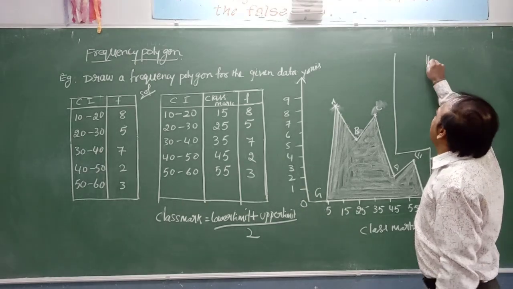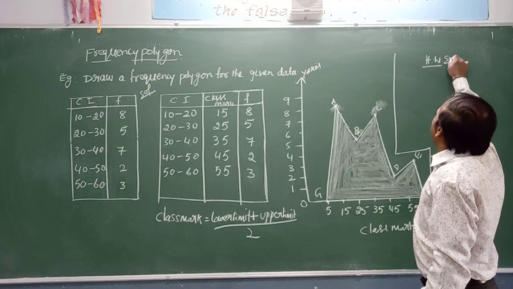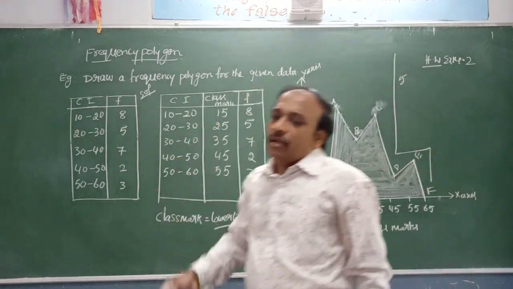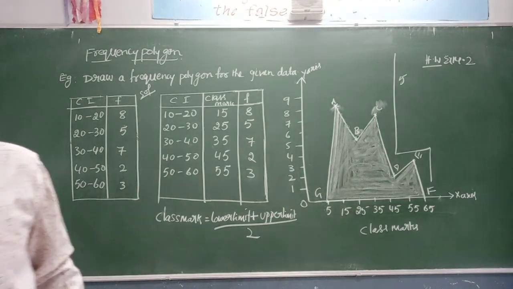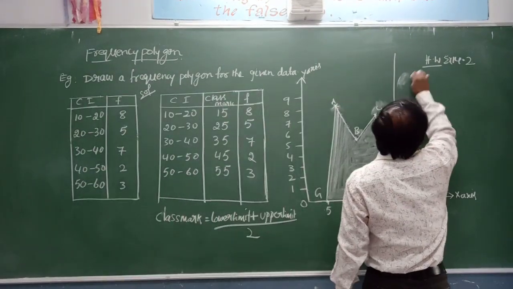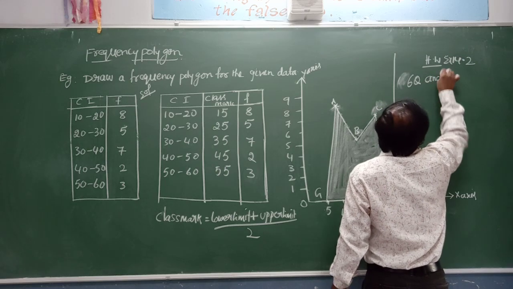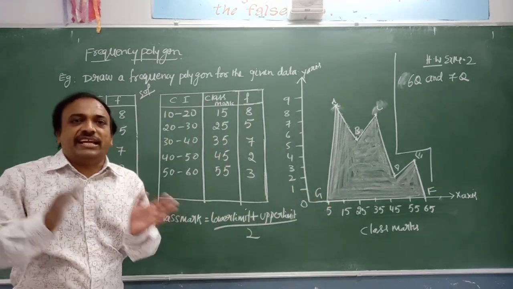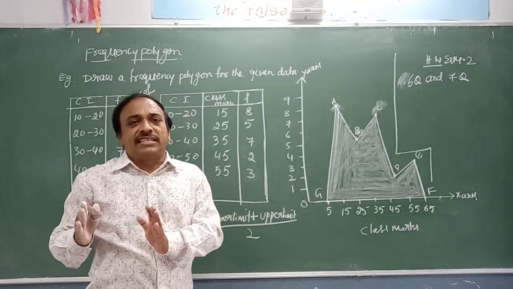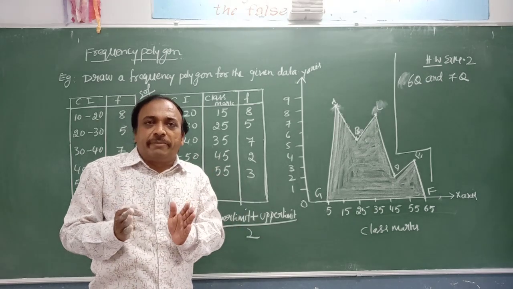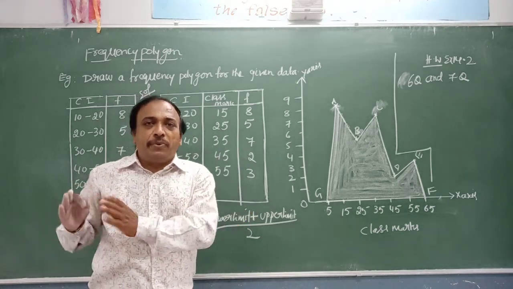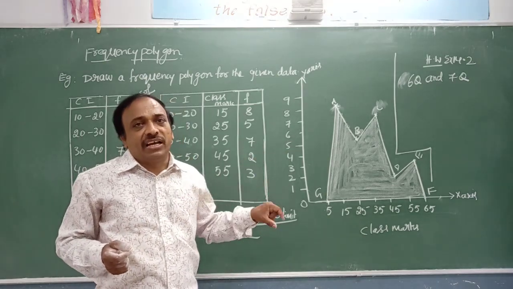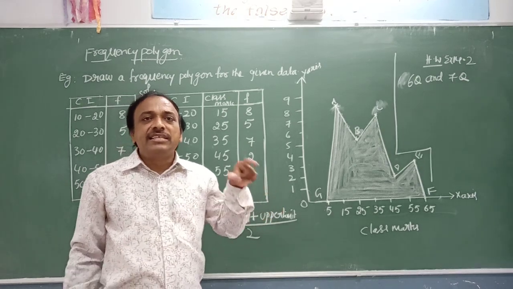And we have homework questions from exercise 14.2, question number 6 and 7. In question number 6, we have two parts, section A and section B, for both class intervals. For section A, first calculate the midpoints and then draw the graph. For section B, midpoints then graph, but both graphs should be on the same graph sheet. Both frequency polygons must be on the same graph.